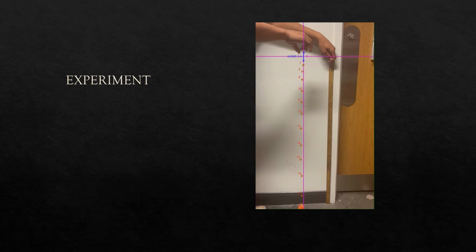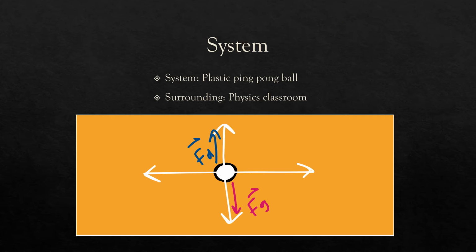As you can see, this is our experiment. It takes place in our physics classroom, and we will be describing the system and surroundings in the next slide. In this case, our system is a plastic ping pong ball that has a mass of 2.7 grams and 4 centimeters of diameter, and our surroundings are the physics classroom. Here we have a free body diagram with an indication of the force of gravity and force of drag.